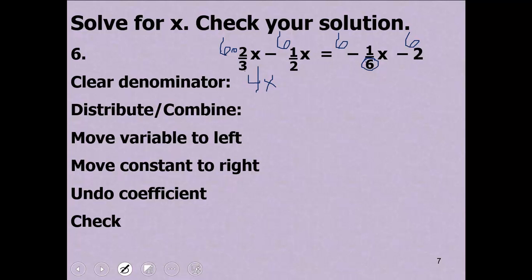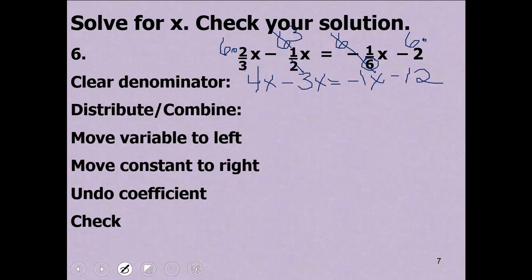All right? 6 times 1/2. I can do it the way I just did this one, or I can say, 2 goes into 6 3 times, and I'm left with a negative 3x. These cancel, and I'm left with negative 1x, and 6 times 2 is negative 12.